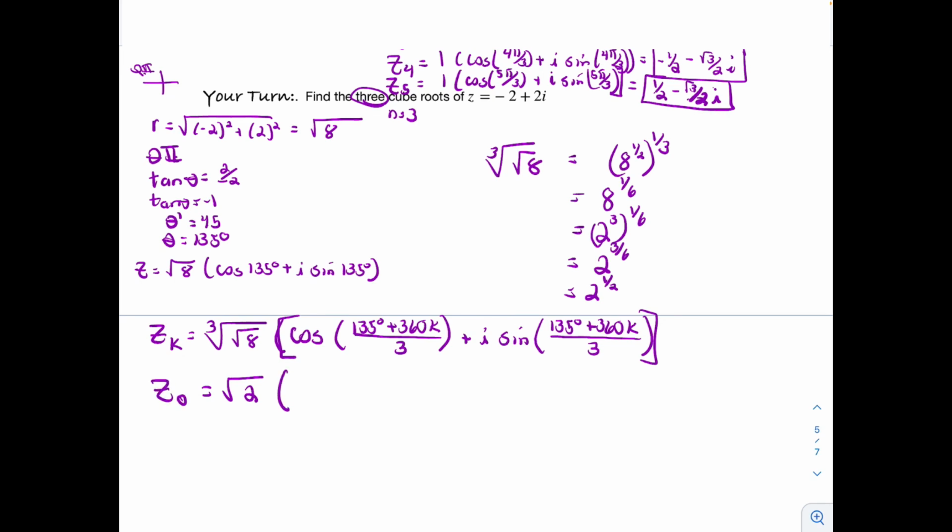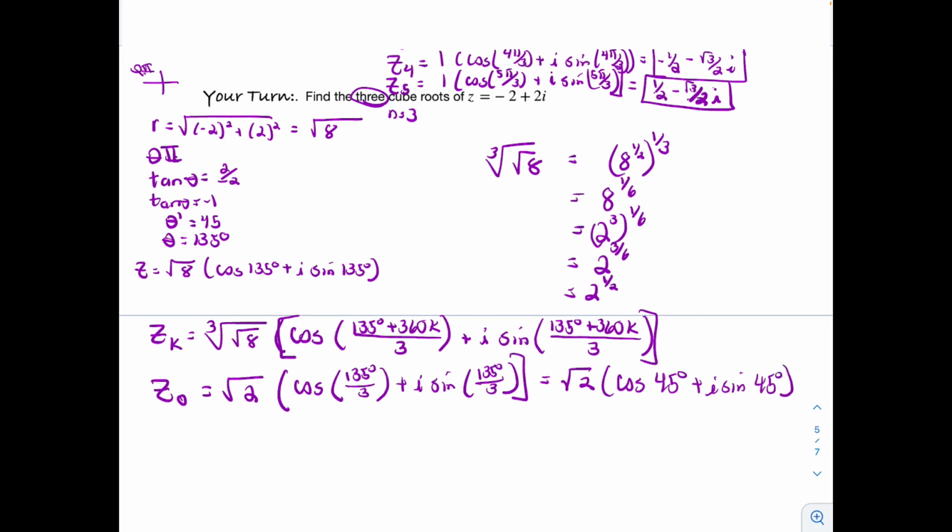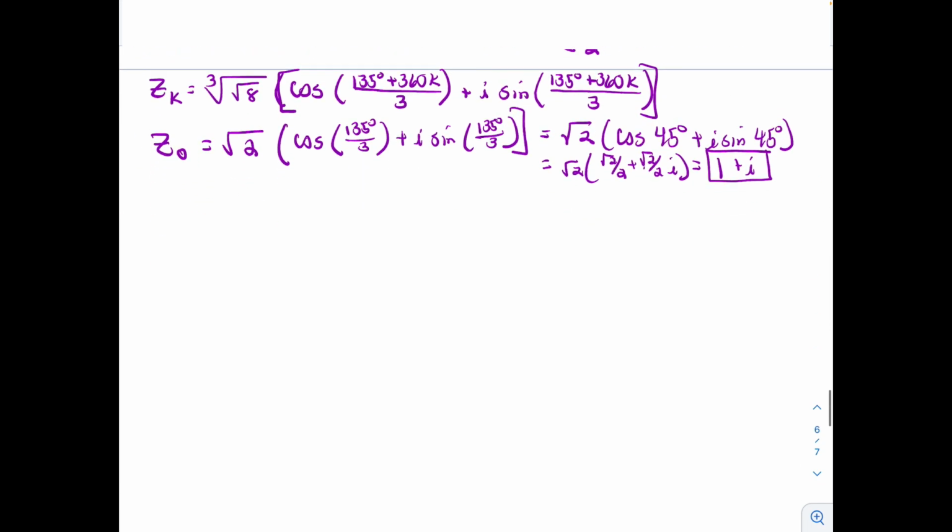Now to find z sub 0, k is now 0. So that's going to be 135 degrees divided by 3, which is just 45 degrees. And so we know that the cosine of 45 degrees is equal to the square root of 2 over 2, and the sine of 45 degrees is also the square root of 2 over 2. Now when I take the square root of 2 times the square root of 2 over 2, that becomes 2 over 2, which is 1, plus i. So our z sub 0 is 1 plus i.